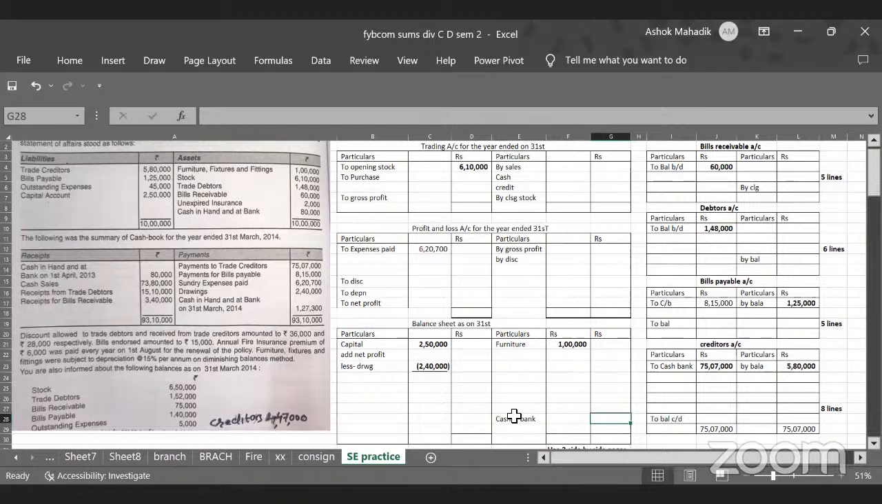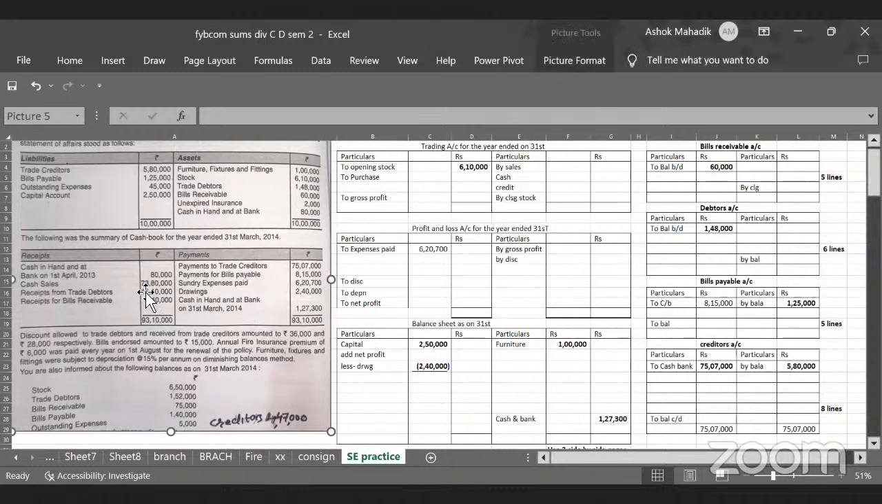This is what you already know. Just a little brush up, nothing else. Okay, so we have posted all the items from the credit side of your cash book. So I'll repeat everything once again. This is a cash summary. In short, it's a cash account.